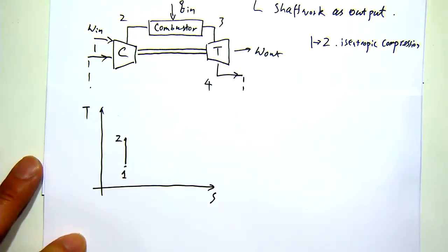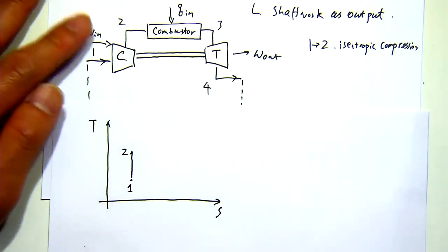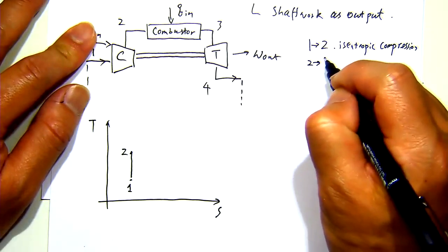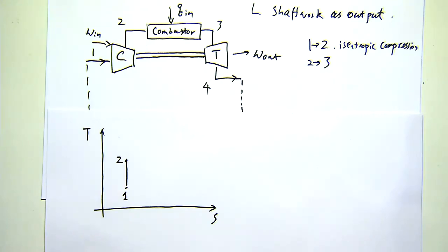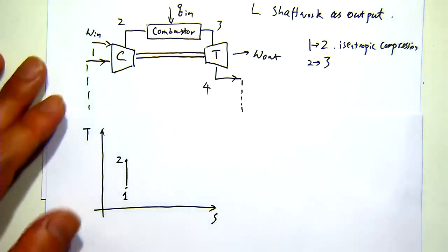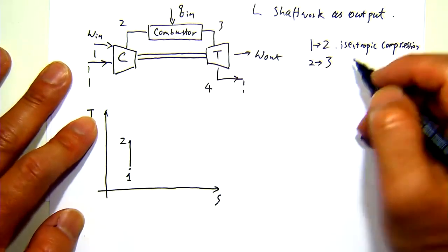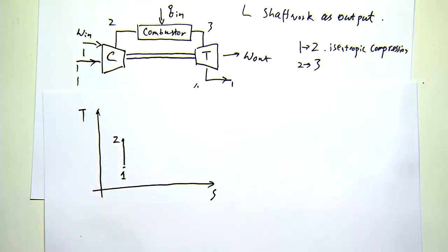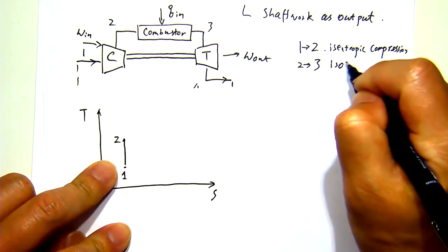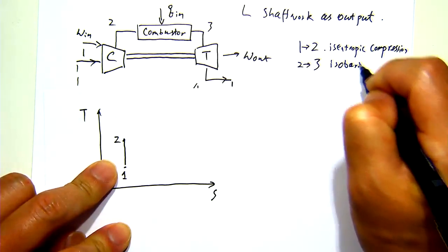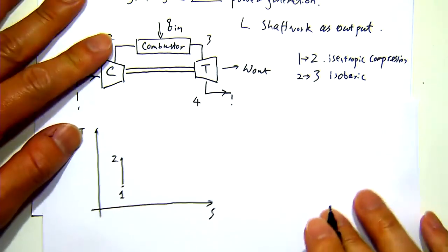1 to 2. Then 2 to 3 is where the external heat is being added to the system. This process is at constant pressure. So you consider the gas passing through the combustor and picking up the heat along the way. So that's a constant pressure, or isobaric, heat addition.